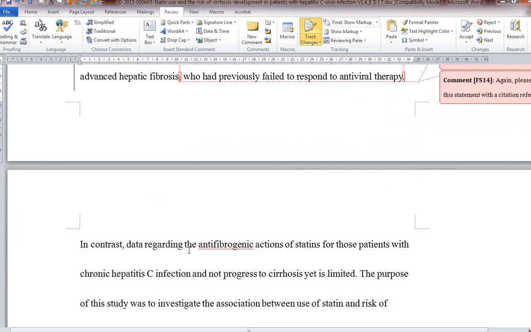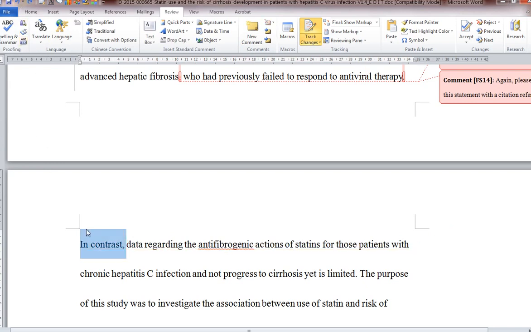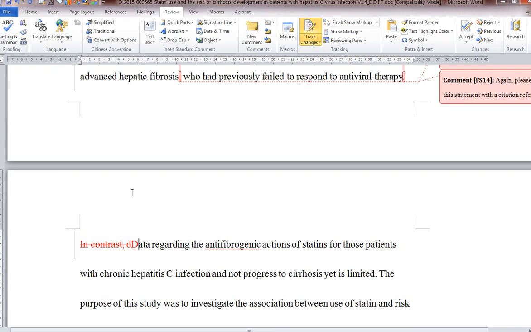Okay, in contrast data regarding, it's not bad, but I don't really see why this is necessary. Sometimes I might just leave a comment stating, please consider omitting this. The reason for this phrase is unclear. However, I'm pretty sure it's unnecessary. If I am wrong, it's always his or her prerogative to reject the change.